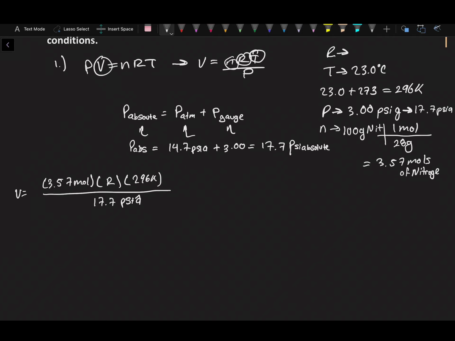Now you're probably wondering, how do I get rid of these units? Because I have mole, Kelvin, and psia, and I want liters. Well, finally, we could look at this R.